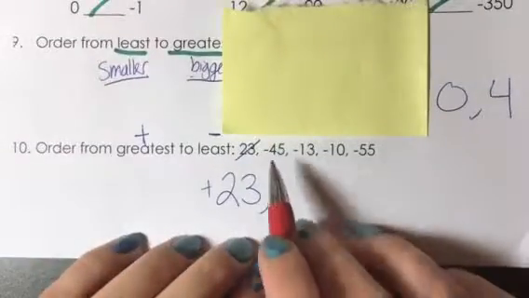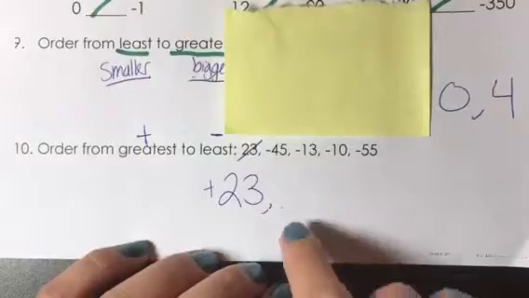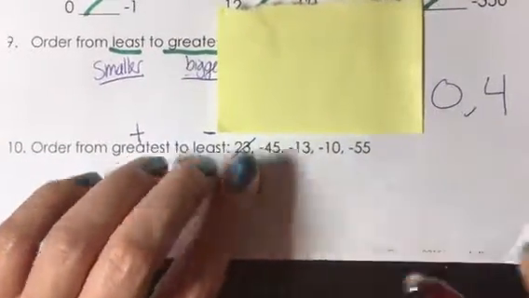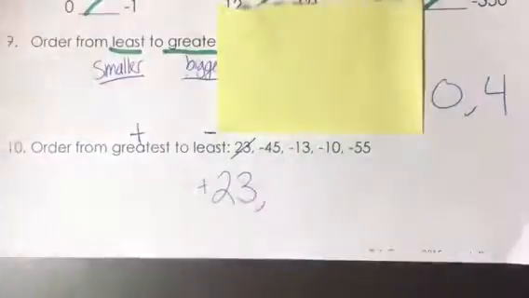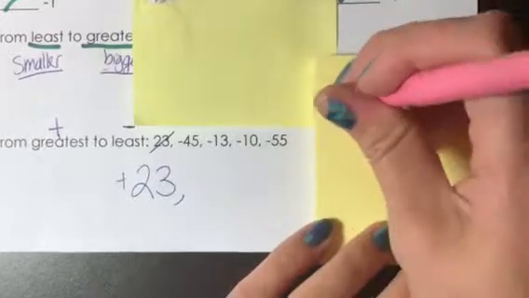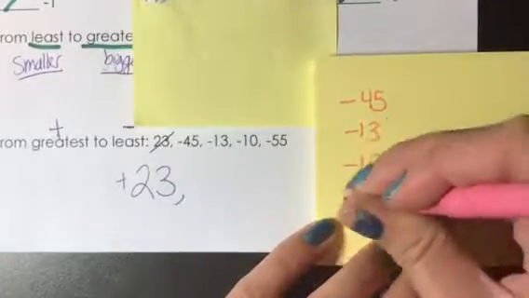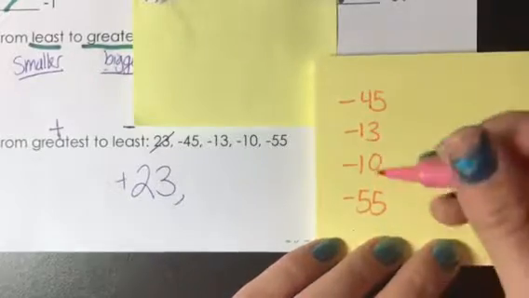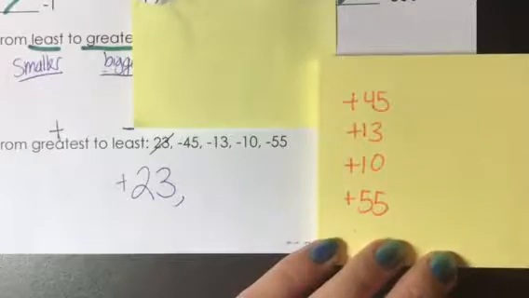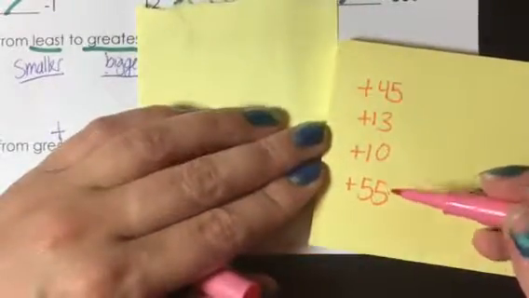Then I'm going to look to see, it's almost like you kind of have to shift your brain backwards. If these numbers were positive, actually I'm going to write that in a different color over here. If I changed negative 45, negative 13, negative 10, negative 55, if I changed all these to positive numbers, which one would be bigger? Looking at these positive numbers, positive 55 is bigger.